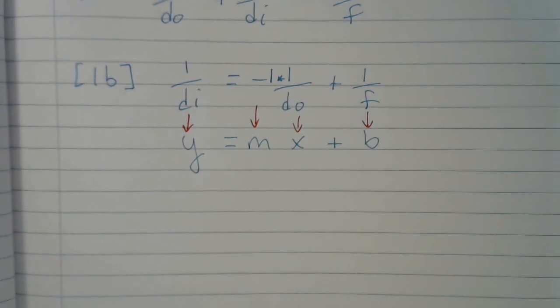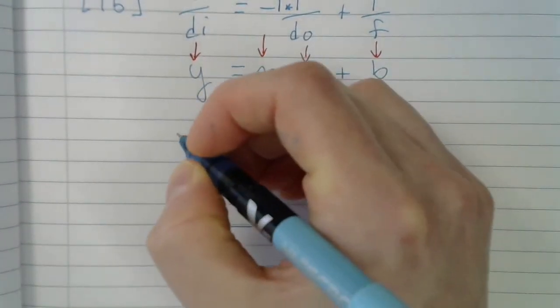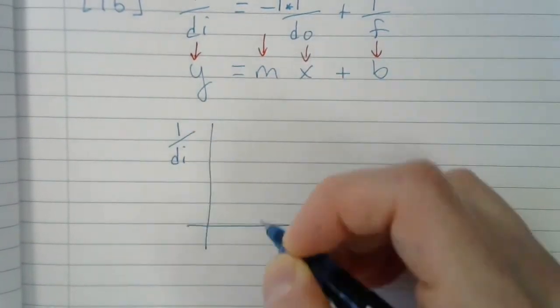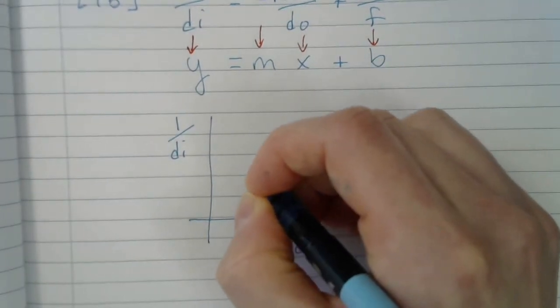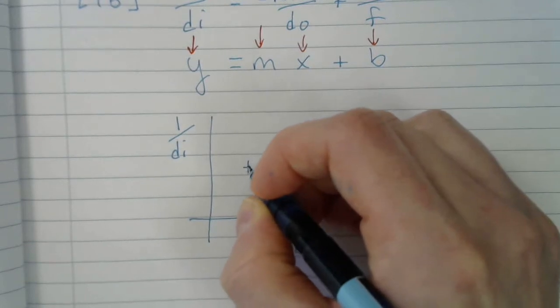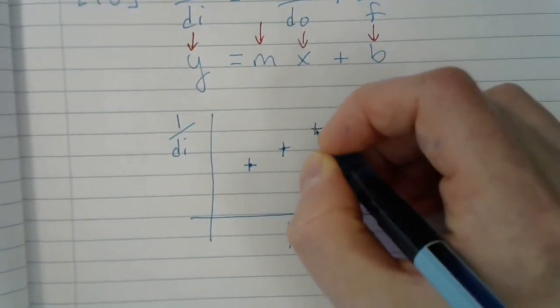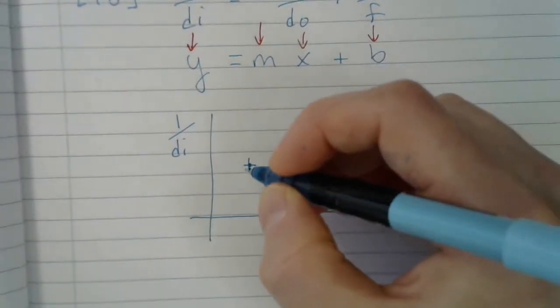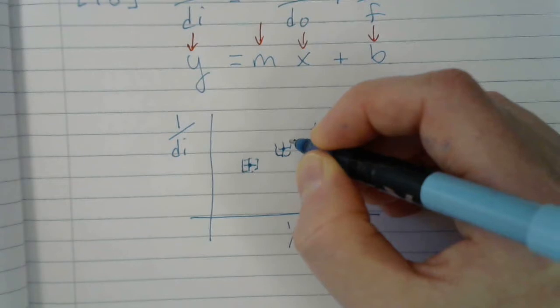So prediction number 1, was your graph linear within uncertainty? So remember that if we have 1 over di versus 1 over dO, you have your data points with their uncertainties, and the uncertainty bars form a little box. Excuse my rough drawing.